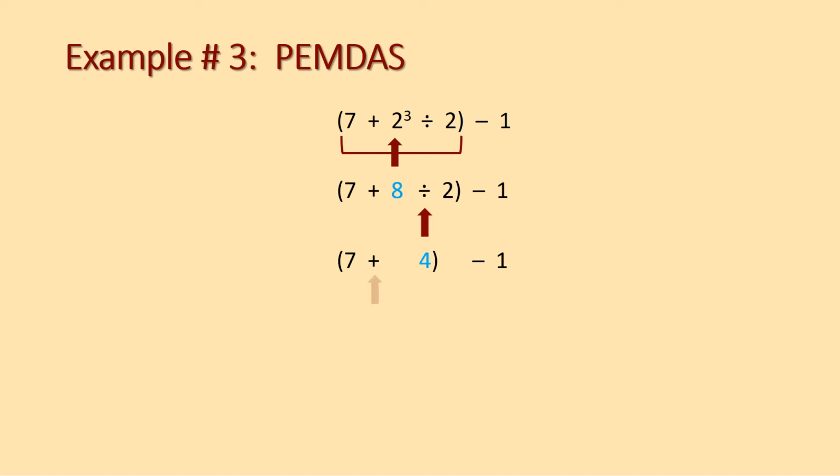So we're going to add 7 and 4, and that would be 11. And we bring the whole thing forward, and we have 11 minus 1. And our last operation is the subtraction. So we're going to subtract 1 from 11, and our final answer is 10. And once more, we have successfully applied PEMDAS.